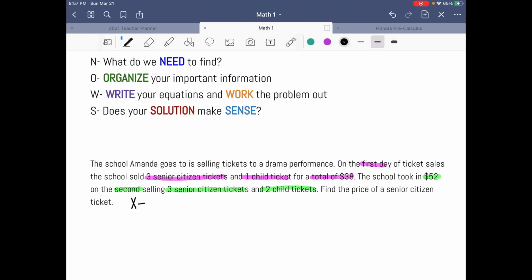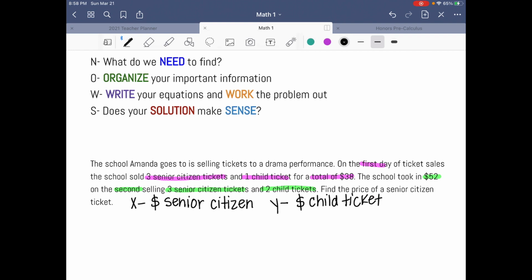I also know that I need to define my variables. So I'm going to say that X represents the cost of a senior citizen ticket. All right, so we're going to define our variables, and we're going to say Y is the price of the child ticket.